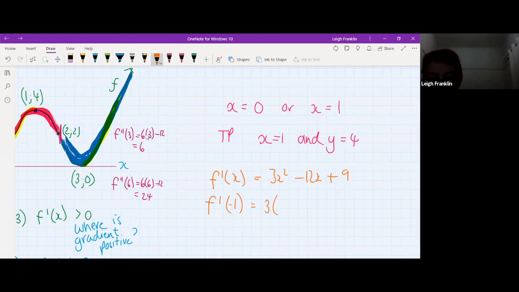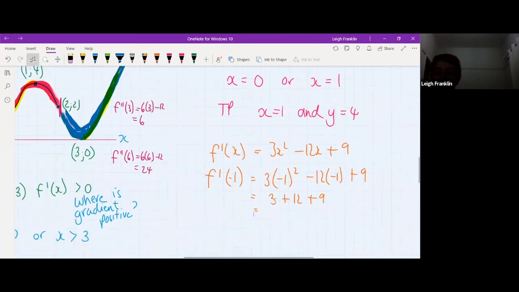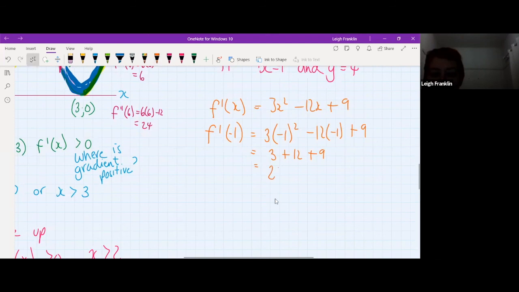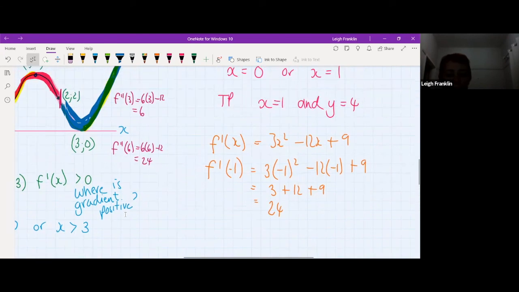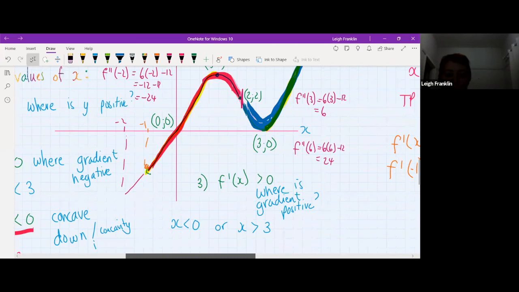So 3 times -1 squared minus 12 times -1 plus 9. This is going to give us 3 plus 12 plus 9. Can you see how we're getting a positive answer here? We would end up with 24. Does that make sense to you? Yes, ma'am.